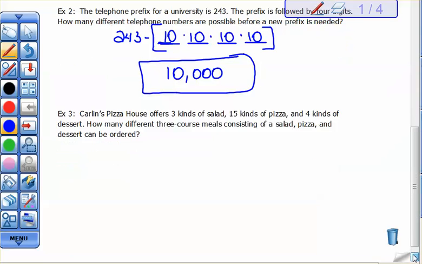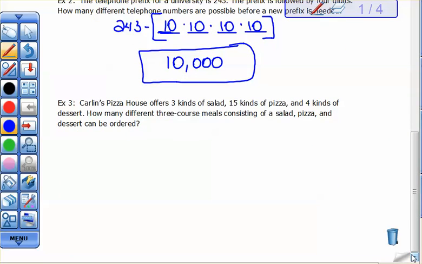All right. Let's look at this example. Carlin's Pizza House offers 3 kinds of salad, 15 kinds of pizza, and 4 kinds of dessert. How many different 3-course meals consisting of a salad, a pizza, and a dessert can be ordered? Okay, so we have 3-course meals here. Our first course is a salad. Our second course is a pizza. And our third course is a dessert. How many different ways can we do that?